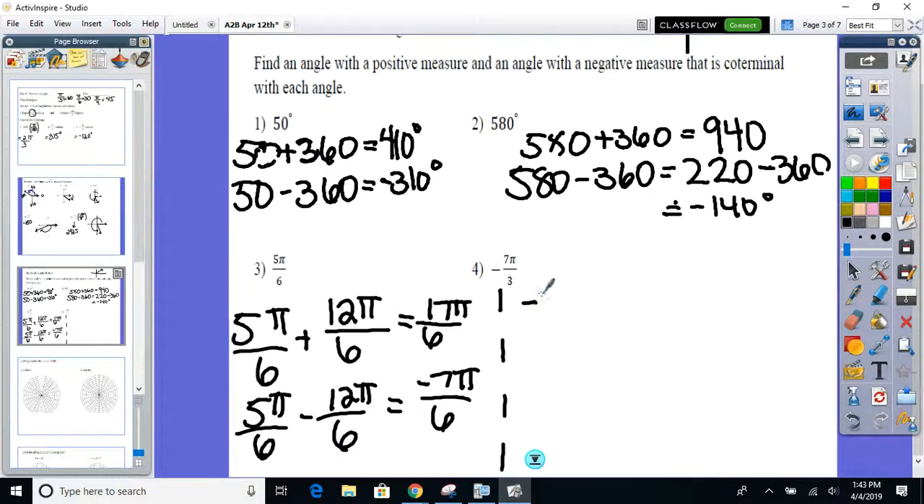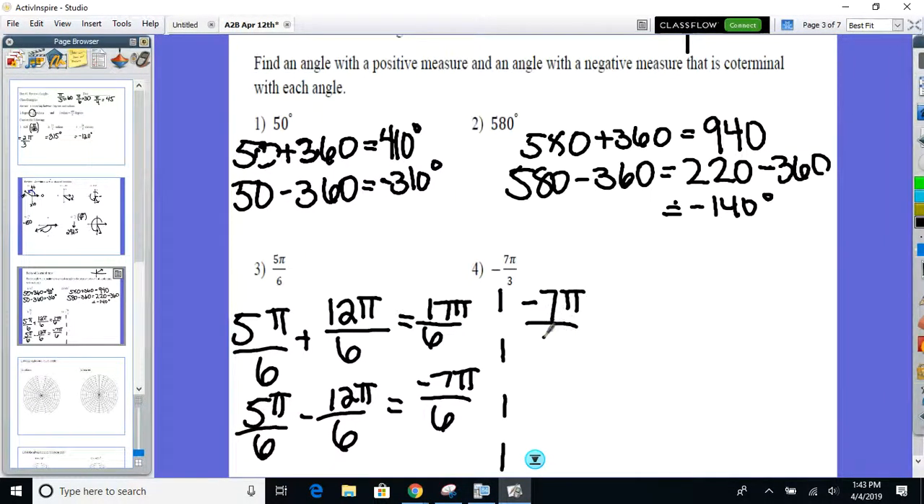Negative 7 pi over 3. All right, help me out. I want to add 2 pi to it, but it's got to have a denominator of 3 now. So what's going to go on top for me to equal 2 pi? 6. I thought I heard an X out of there. I was like, oh boy, we got work to do. So that'll give me negative pi over 3.